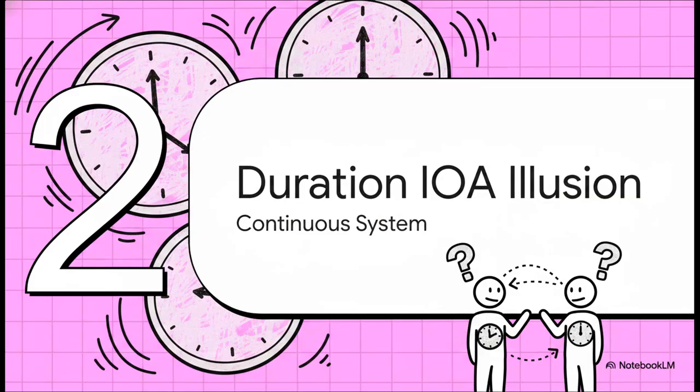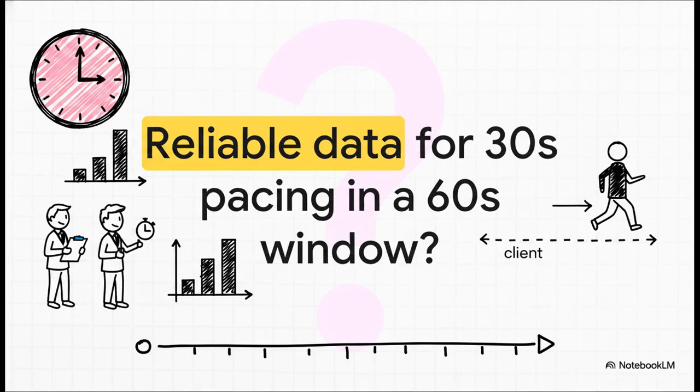Moving right along to Section 2, the duration IOA illusion. Let's zoom in on continuous measurement systems. And actually, let's simulate a little exam pressure right now. Picture this. A clinical supervisor is evaluating 2 observers. They're both tracking a client's repetitive pacing across a 60-second observation window.